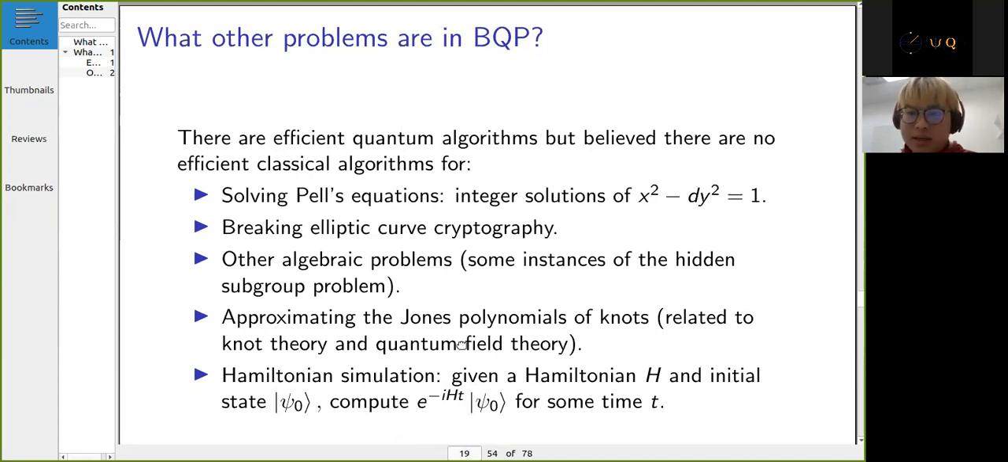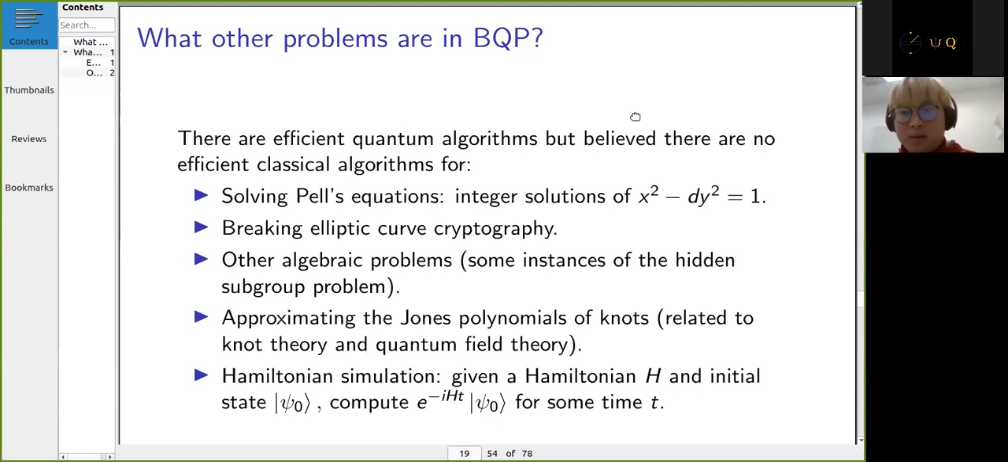We even believe that some of these problems are BQP complete. But for none of these problems have we really found an efficient classical algorithm. So this shows us that for these sorts of algebraic problems or physically motivated problems, we can't expect quantum speedups.